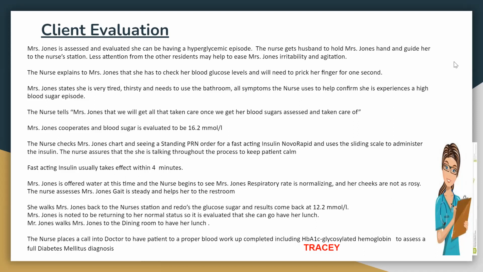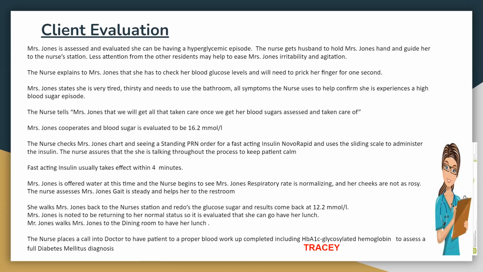second. Mrs. Jones states she is very tired, thirsty, and needs to use the bathroom. All symptoms the nurse uses to help confirm she is experiencing a high blood sugar episode. The nurse tells Mrs. Jones that we will take all that taken care of once we get her blood sugars assessed and taken care of. Mrs. Jones cooperates and the blood sugar is elevated at 16.2.